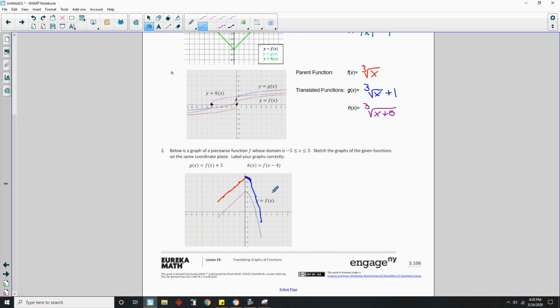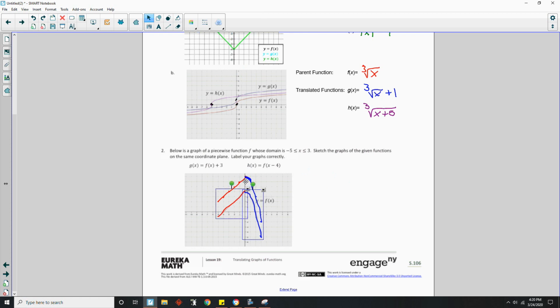Okay, the next one says to shift it right 4. In parentheses, x minus 4 means to shift it right 4. So here's how I'm going to do this one just to show you. I'm going to draw this red segment here, and then I'm going to draw this, try to follow this as closely as possible. It's really difficult with a pen stylus. Okay, there we go.